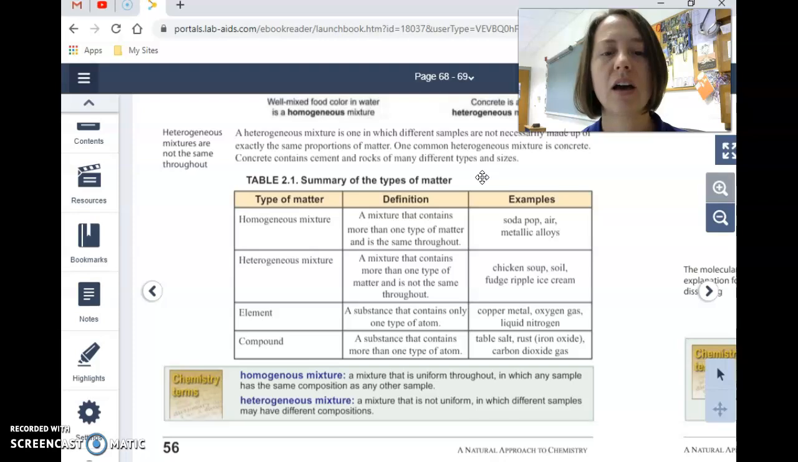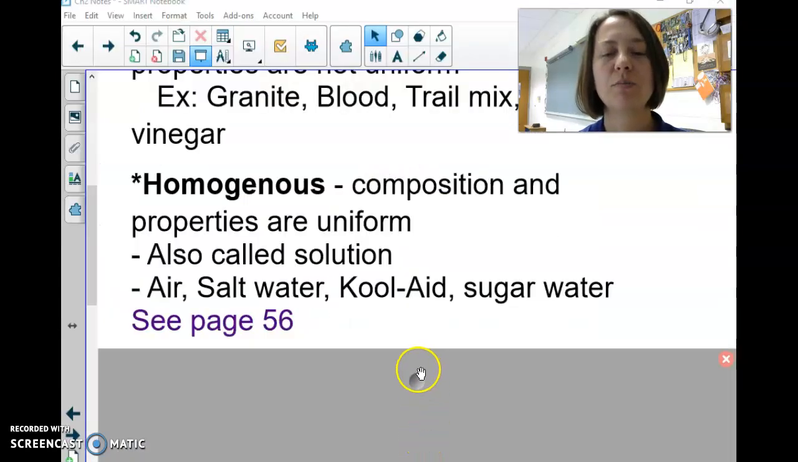We're going to contrast that with elements, which is a substance that contains only one type of atom. And any of those 118 elements would be examples: copper, oxygen, nitrogen. And a compound is a substance that contains more than one type of atom, and those atoms have been chemically bonded together. So table salt, sodium chloride, rust, iron oxide, and carbon dioxide are examples of compounds. We've talked about mixtures before.